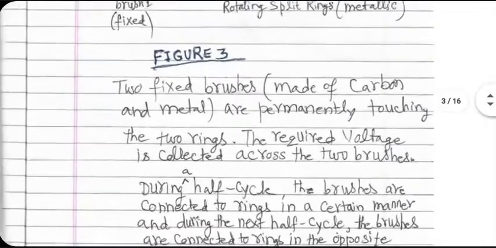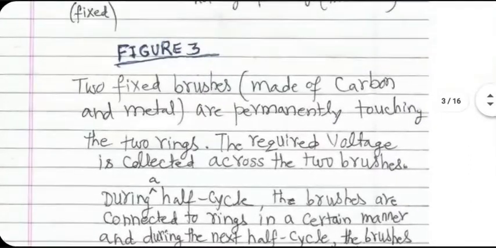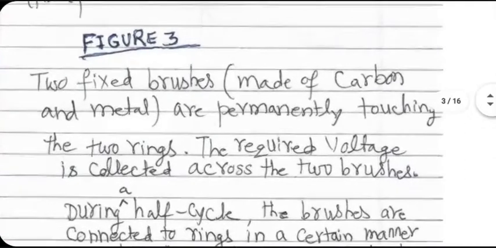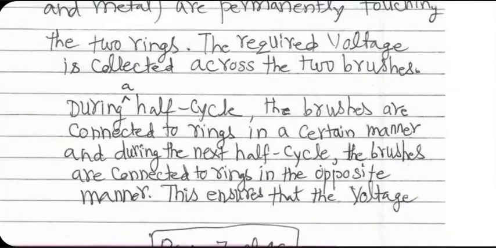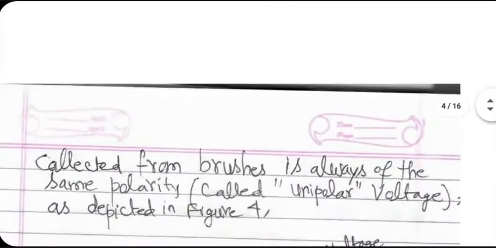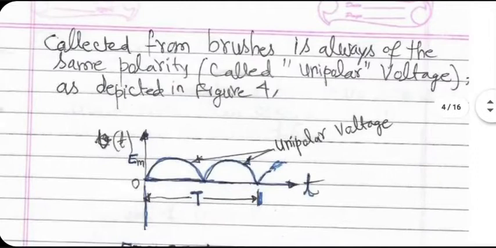Two fixed brushes made of carbon and metal are permanently touching the two rings. The required voltage is collected across the two brushes. During a half cycle, the brushes are connected to rings in a particular manner, and during the next half cycle, the brushes are connected to rings in the opposite manner. This ensures that the voltage collected from the brushes is always of the same polarity. This is called unipolar voltage. You have seen all this in first year courses.